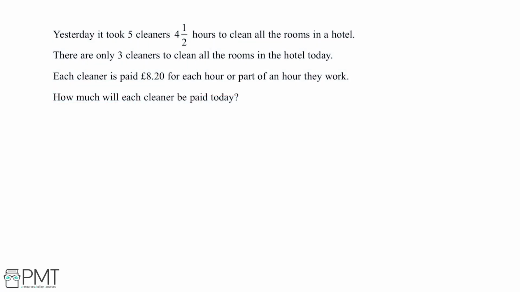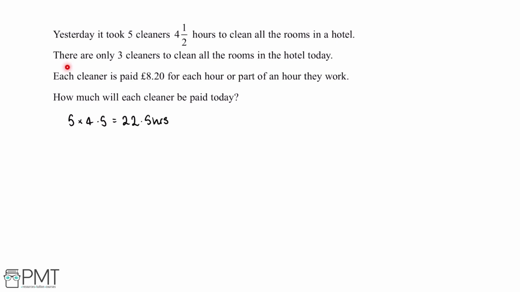Yesterday it took 5 cleaners 4.5 hours to clean all the rooms in a hotel. There were only 3 cleaners to clean all the rooms in the hotel today. Each cleaner is paid £8.20 for each hour or part of an hour they work. How much will each cleaner be paid today? So the first thing we need to work out for this question is how long it takes to clean all of the rooms in the hotel in total. So if it took 5 cleaners 4.5 hours to clean all the rooms, then if we do 5 multiplied by 4.5, this will tell us how long it takes in total. So 5 multiplied by 4.5 gives us an answer of 22.5 hours.